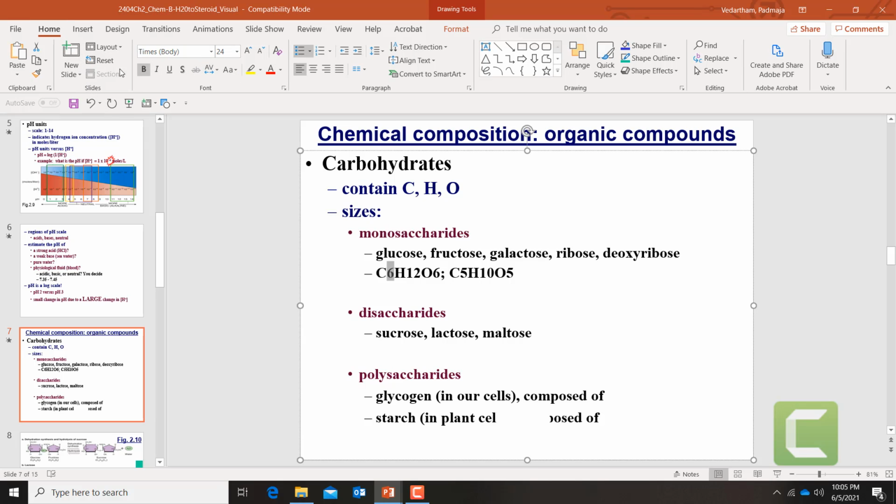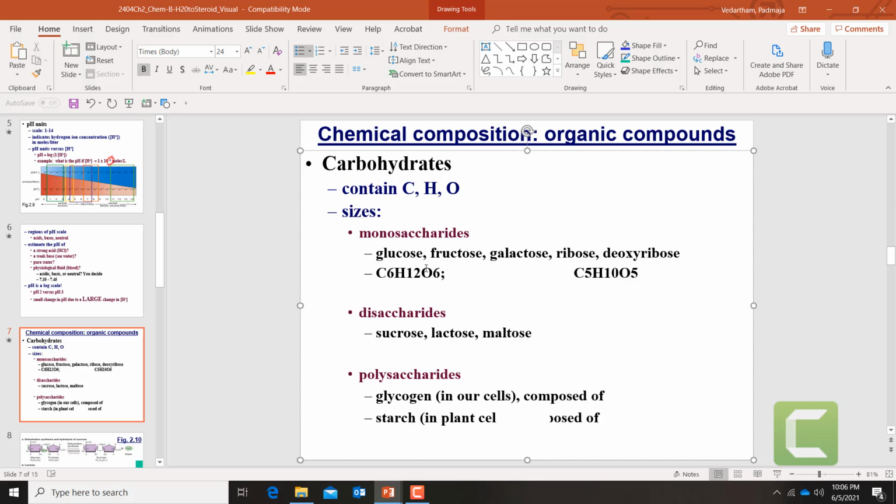So here, C6, CH2O, right? So 6 times 2 is 12 and O6. And C5H10O5, that is ribose and deoxyribose.